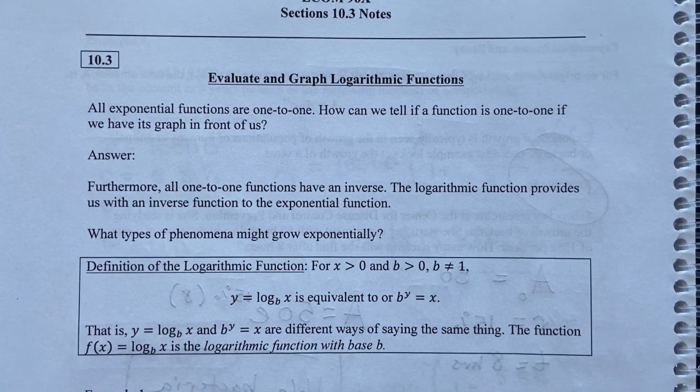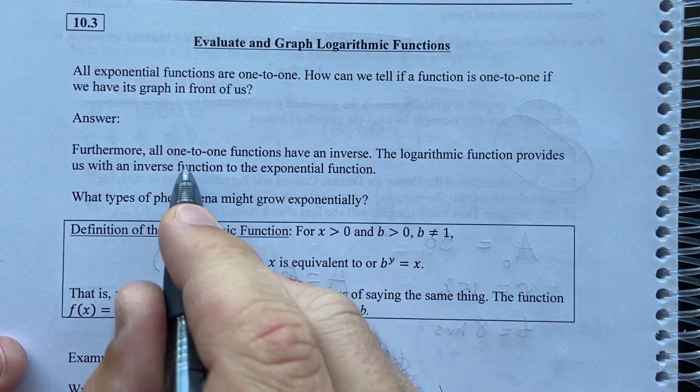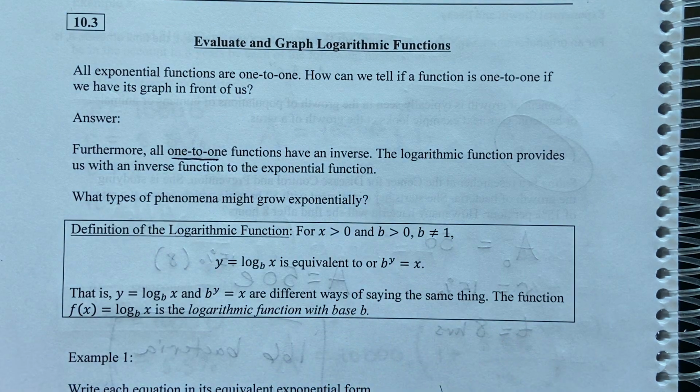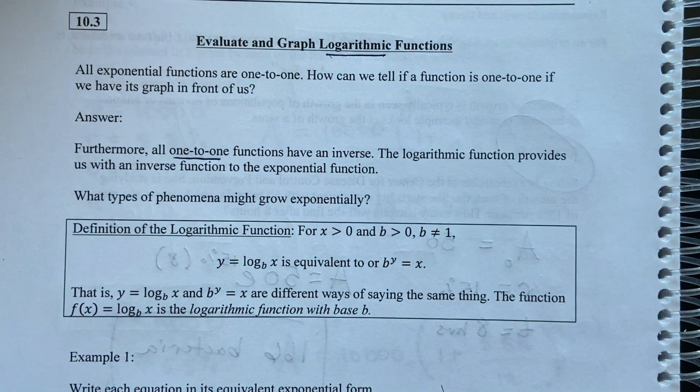So all exponential functions are 1-to-1. So that means that all exponential functions have inverses. And as I was saying, the logarithm is that inverse.